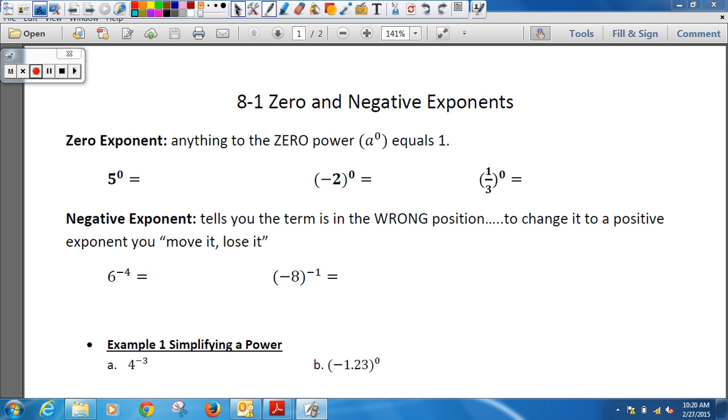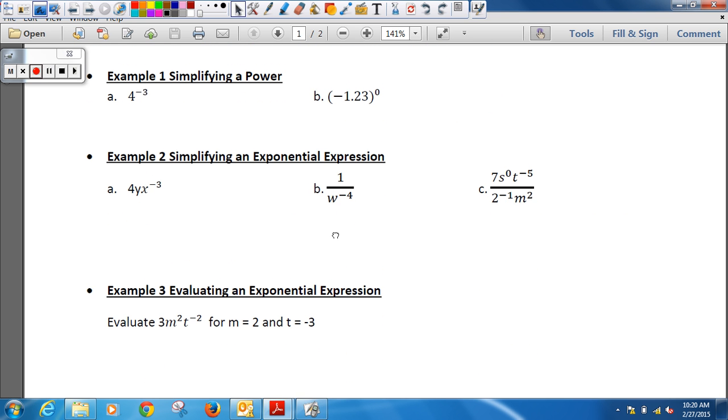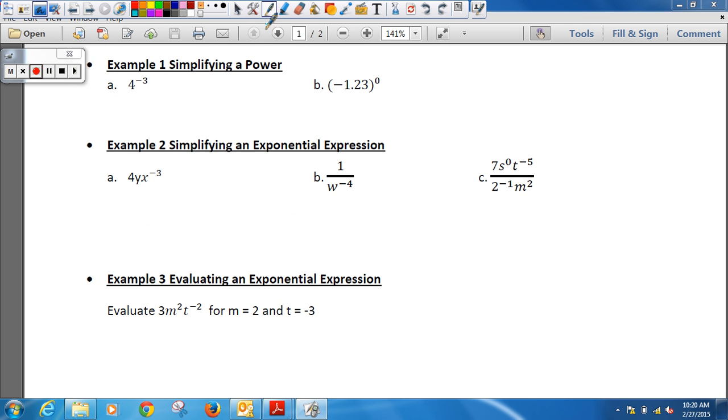Okay, so now we look at example 1. It's just simplifying the power. So if I look here, the first thing I notice is a negative exponent. I'm going to write it as a fraction. I always circle or highlight the part with the negative or 0 exponent. I need to move it and lose it. I move it to the denominator, lose the negative, and I have 1 over 4 to the 3rd.